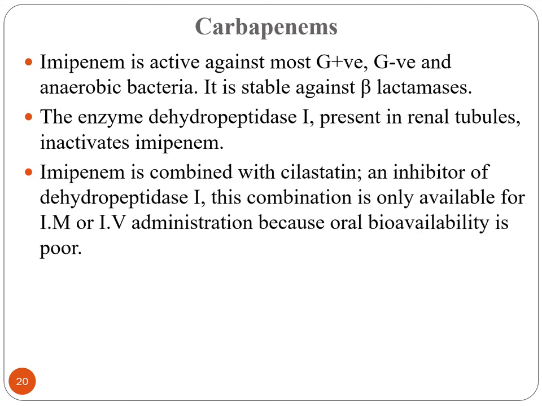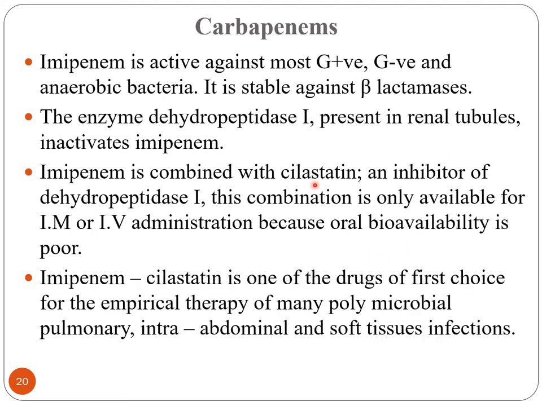That's why we find imipenem usually combined with cilastatin. Cilastatin is an inhibitor of dehydropeptidase 1, so it stops the metabolism of imipenem. And this combination is only available for IM and IV administration because oral bioavailability is poor for these drugs. Imipenem-cilastatin is one of the drugs of choice for the empiric therapy of many polymicrobial pulmonary, intra-abdominal and soft tissue infections.